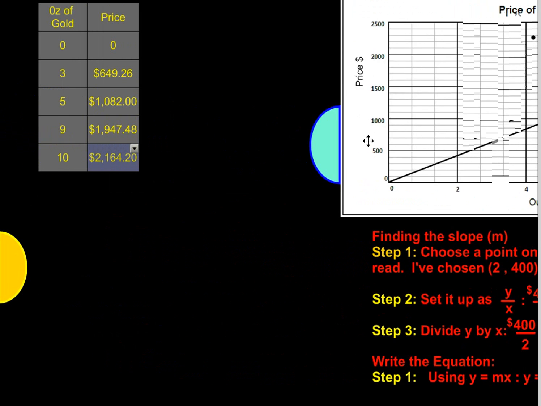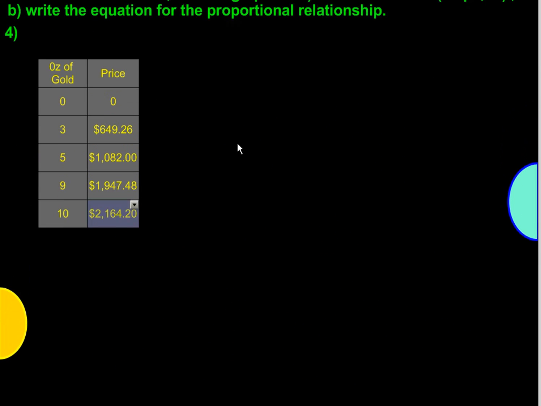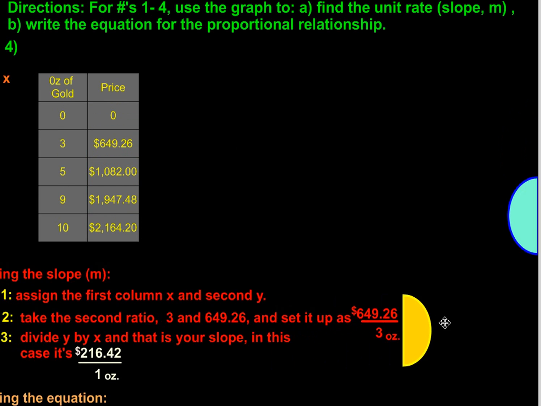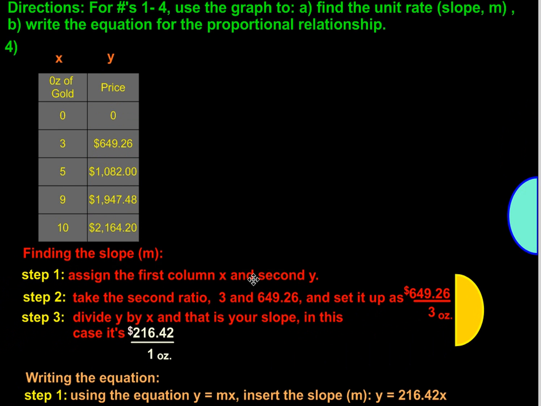Let's keep that equation and slope in mind as we now work with the more accurate graph. So let's slide out the information for the graph. Again, step 1 for the table. So step 1 for the table is assign the first column x and the second y. So there's my x, ounces of gold, my y, the price.